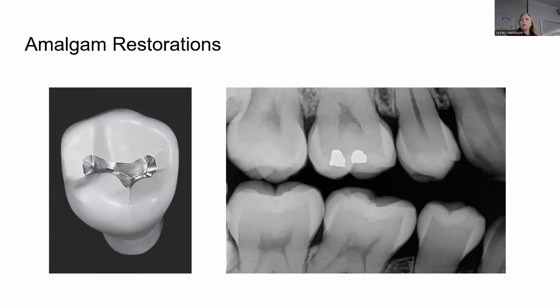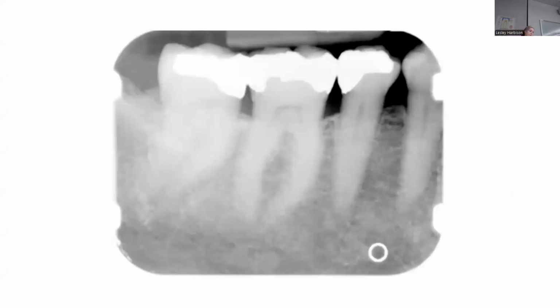Obviously, this is amalgam. Amalgam is an amalgamation of different metals. It's tin and silver, and mercury is the liquid that gets it all bound together. You'll learn all about it next semester. But it shows up bright white. And so you can see different shaped fillings.